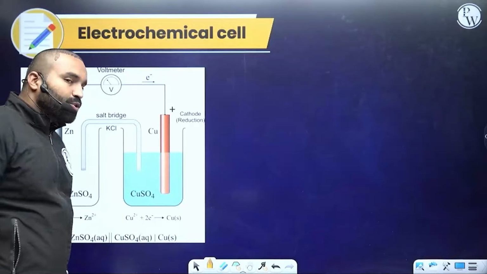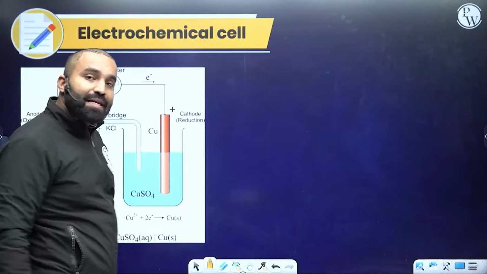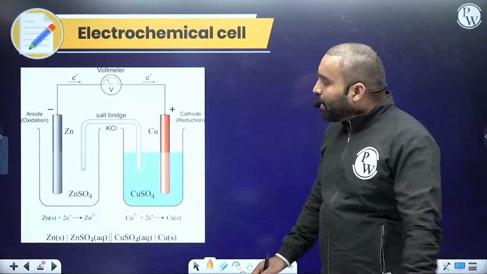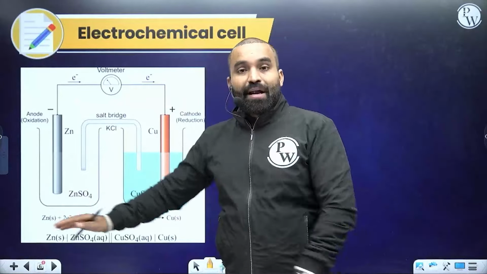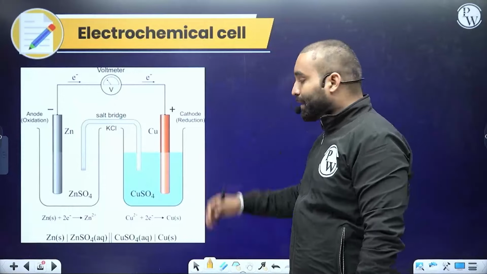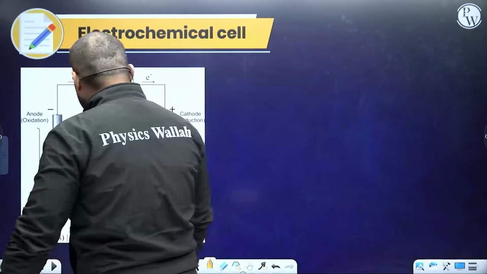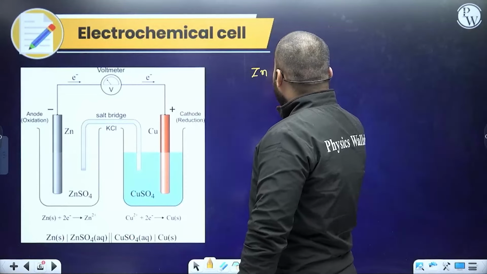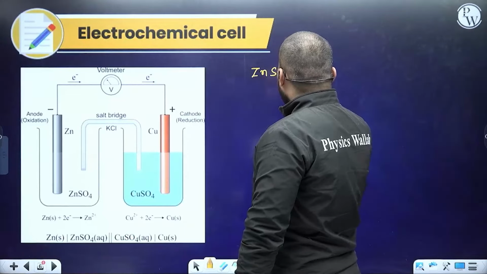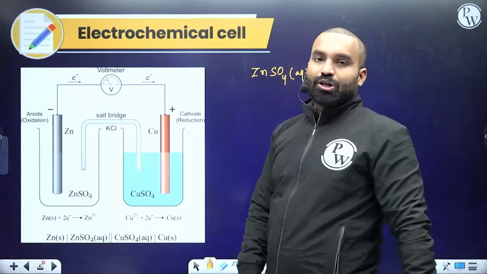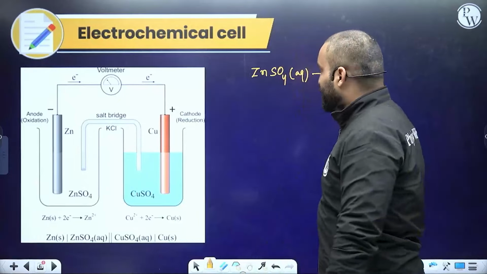Now I have brought to you the Daniell cell. What is a Daniell cell? It is one particular example of a galvanic cell. On the anodic compartment side, the anode will always be on the left and the cathode will always be on the right. I have zinc sulfate solution, ZnSO4 aqueous. My question to you, everybody: what's the color of zinc sulfate?